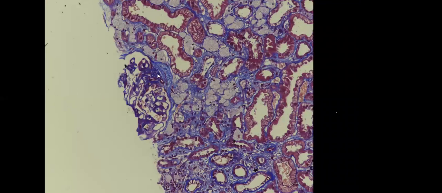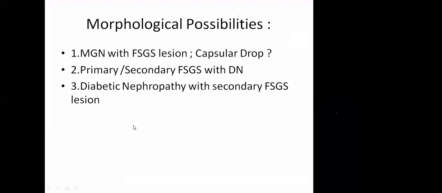This is a Masson's trichrome stain which shows that there is a segmental sclerosis lesion also, and Masson's trichrome also highlights these interstitial foam cells. This is just to highlight the same segmental sclerosis lesion. So practically what we have found is morphological possibilities only on LM.